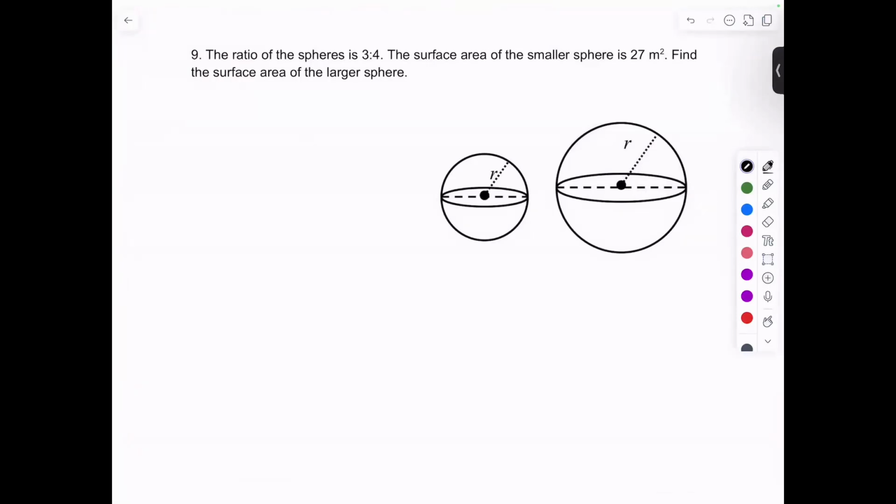Number 9 says the ratio of the spheres is 3 to 4. The surface area of the smaller sphere is 27 meters squared. They want you to find the surface area of the larger sphere.